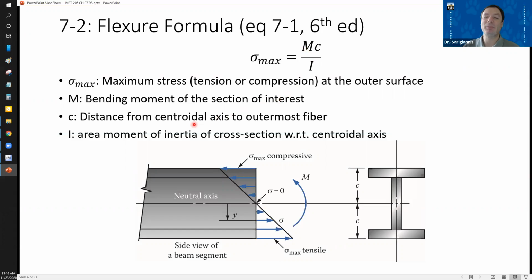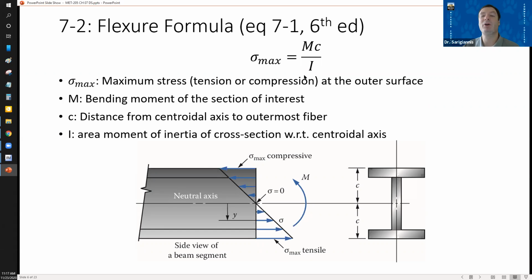And then the distance c from the centroidal axis to the outermost fiber. When they say outermost fiber, it's basically the furthest point from the centroid. Now, this is a nice symmetric beam, right? So the centroid falls right in the middle, so your distance c is the same either way. What does that mean? Well, it means that you have a maximum stress of compression up here, and that's equal to the maximum stress of tension down here. If your beam was not symmetric, your max stress could be compressive or it could be tensile. They don't have to be the same.